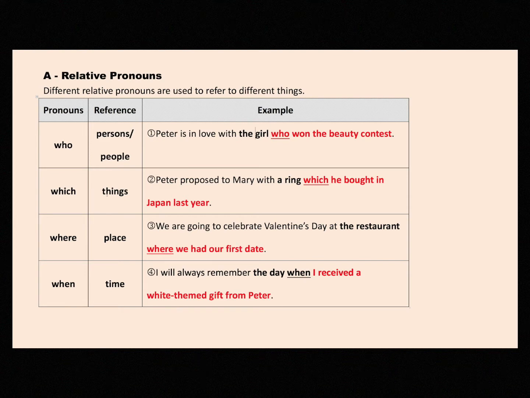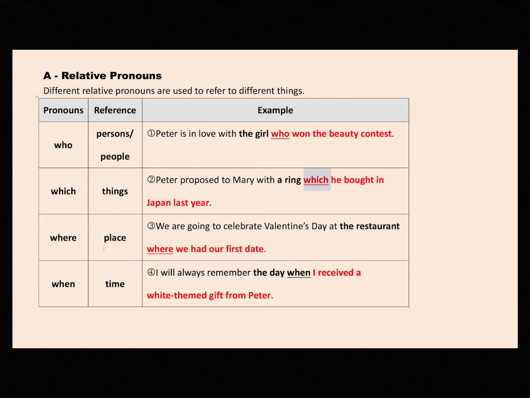As in number 2, we use which to talk about things. Peter proposed to Mary with a ring which he bought in Japan last year. Which is to talk about the thing, and the thing we're describing now is the ring. Peter proposed to Mary with a ring. Which ring? The ring which he bought in Japan last year. So we're using which to talk about the ring.